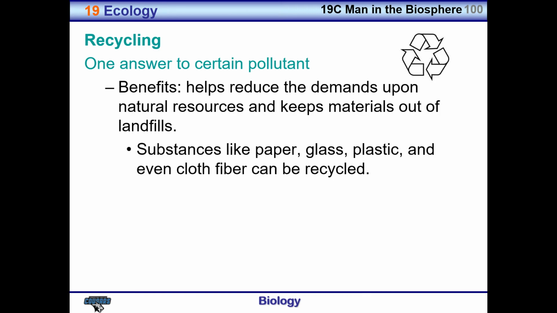And some of those substances like paper and glass and plastic and cloth fibers can actually be recycled. If you've ever been to Walmart, you notice that the people that work there often wear vests, and on the back of the vest it'll say how many plastic bottles were used to manufacture that vest. In other words, the plastic is being recycled. And if you look on plastic materials, they often have a number on it, and the number indicates what kind of plastic it is. Some plastics are very difficult to recycle, but others are easily recycled.